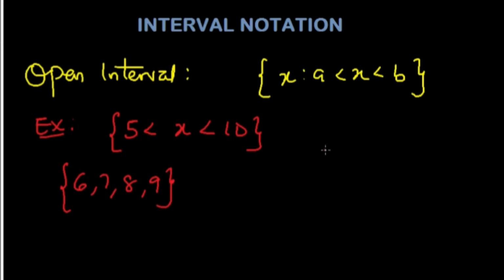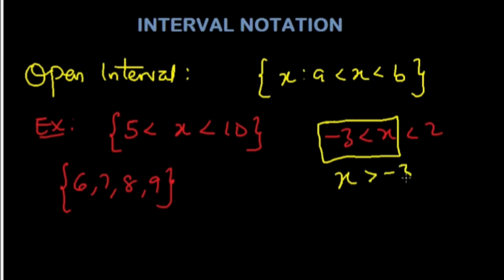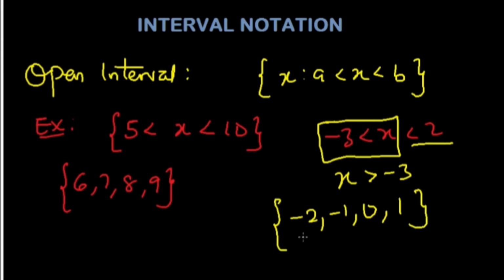Another example, if I have -3 less than X less than 2, some people wonder how I got this. Let me give you an explanation. This one here, I can still write as X greater than -3, isn't it? So if X is greater than -3, what are the numbers greater than -3? That's -2, -1, 0, 1. Don't forget it's less than 2, so it's not up to 2. So this will be the set here. You see that -3 and 2 are not included. So this is a typical open interval. Do you get that now?